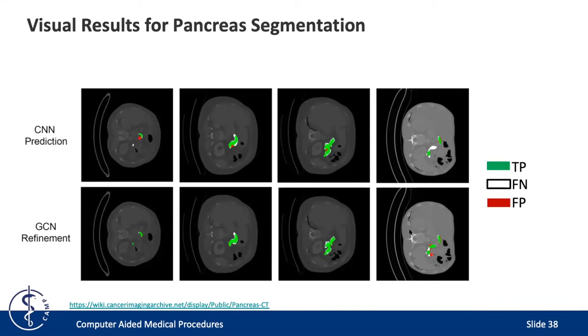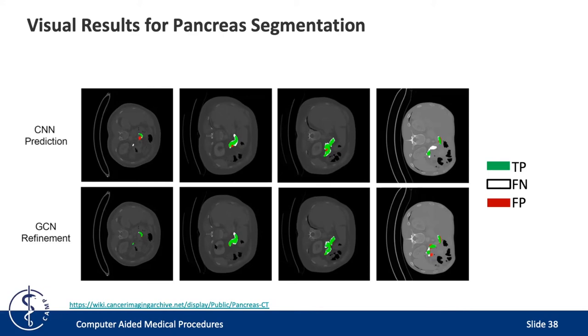These are some examples of visual results for the segmentation process. In the top row, we have the CNN predictions. In the bottom row, we have the output from the GCN refinement. And we have some true positives indicated in green, some false negatives indicated in white, and some false positives indicated in red. As you can see, for example, in this first column, when we compare the original CNN prediction and the refinement output, we can already see that the GCN refinement strategy was able to recover these false negative points and also was able to remove these false positive regions generated by the CNN prediction.